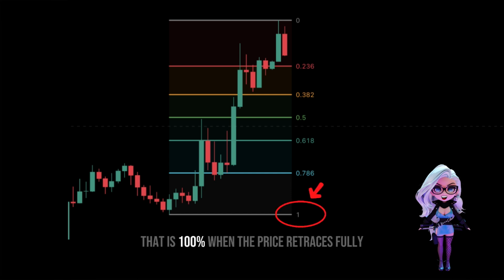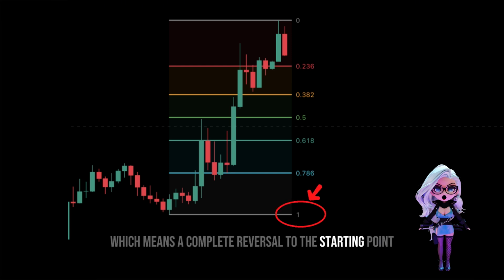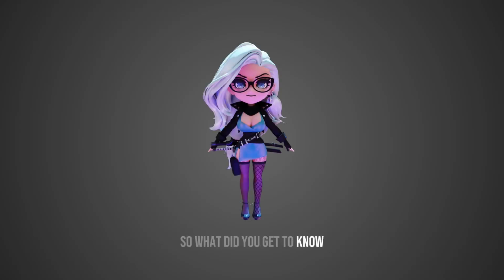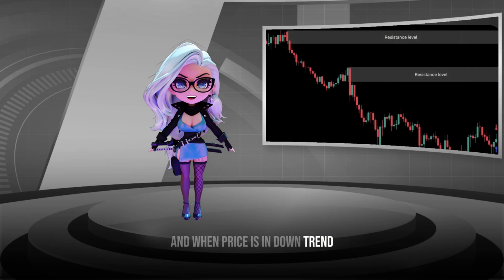1.000, this is 100% when the price retraces fully. It reaches the 100% level, which means a complete reversal to the starting point. So what did you get to know? When the price is in uptrend, you got to know important support level, and when price is in downtrend, you got to know important resistance level.